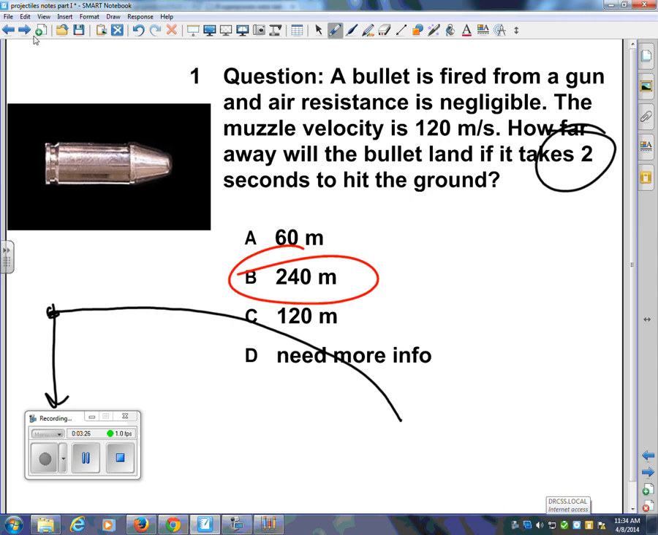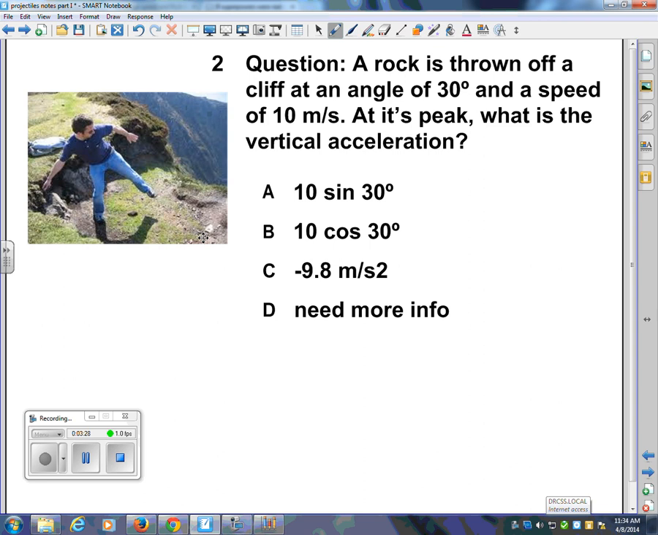Okay, so here we have a rock is thrown off a cliff at an angle of 30 degrees. There's a picture of a guy throwing a rock off a cliff. At an angle of 30 degrees and a speed of 10 meters per second. At its peak, what is the vertical acceleration?